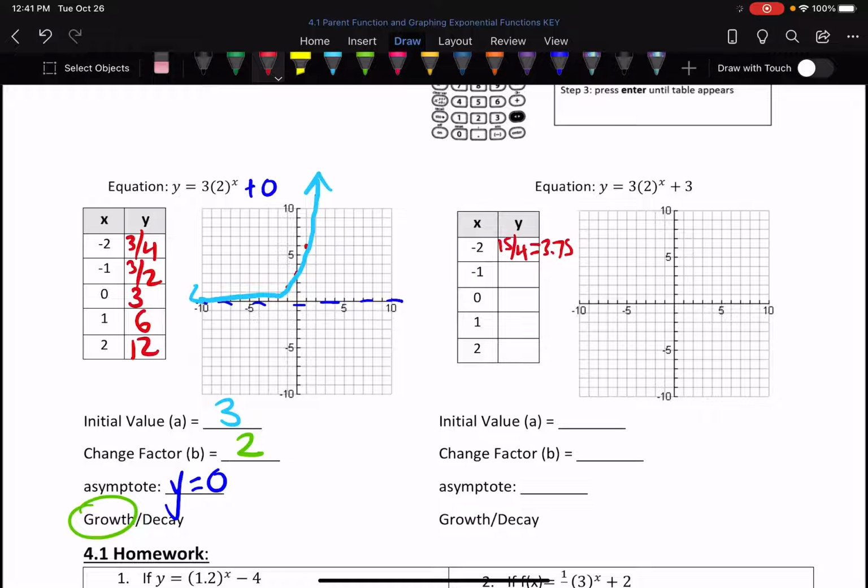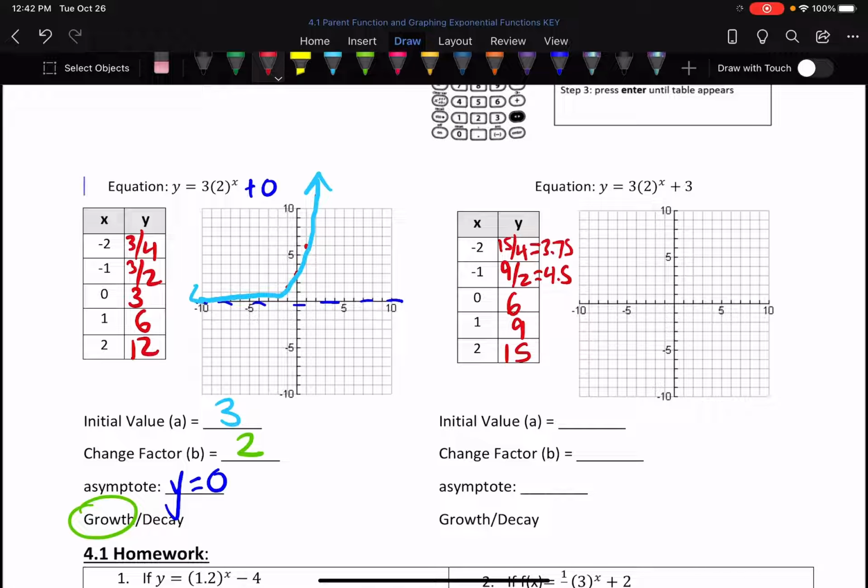All right. Then I'm going to look where x is -1. That's going to give me a y value at 9/2, which is the same thing as saying 4.5. If I look where x is equal to 0, I'm going to have a y value at 6. Where x is 1, I'm going to have a y value at 9. And where x is 2, I'm going to have a y value at 15.